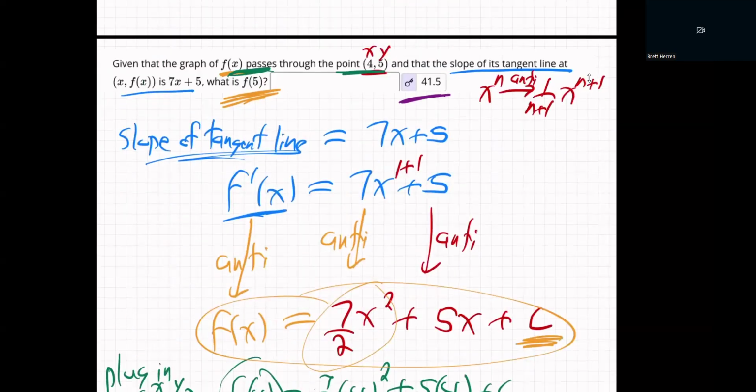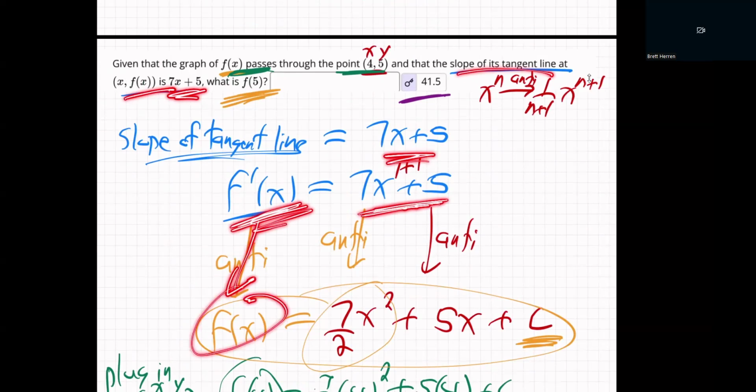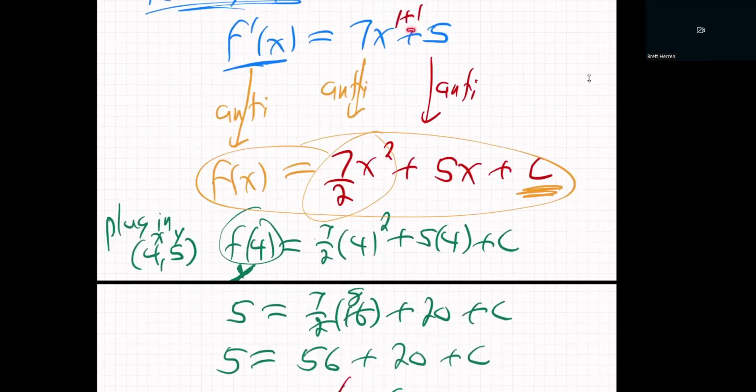Yes, indeed. All right, so how did we do it? What did we do again? They told us that the slope of the tangent line was 7x plus 5. That means f prime. Then we take the antiderivative to go back to regular f, taking off the prime. We just do the antiderivative, add 1 to the power, divide. So we get the anti. Then we have a constant we have to find.